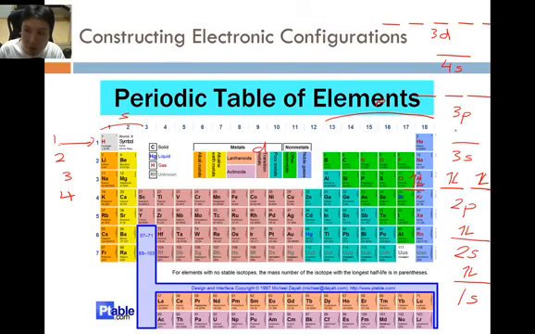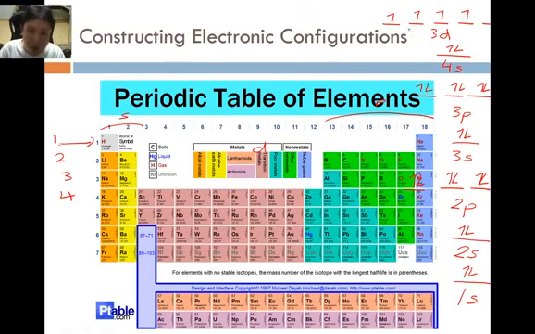If the 11th were to go in, this will be the 11th, this will be the 12th, 13, 14, 15, 16, 17, 18, 19, 20, 21, 22, 23, 24.